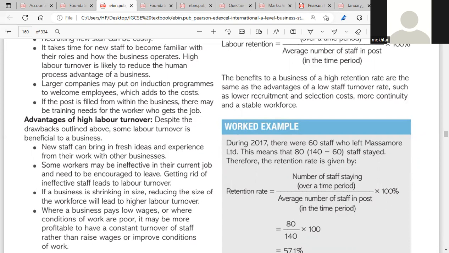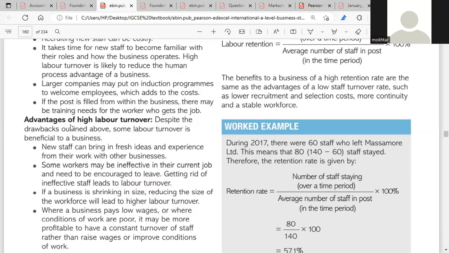The third problem about high labor turnover is larger companies may put on induction programs to welcome employees, which add on to their cost. When workers are being employed, they need to go for induction. That means training on how the company works, training on new equipment, training on new systems. So this is an expense for the business, which is also an increase in cost.